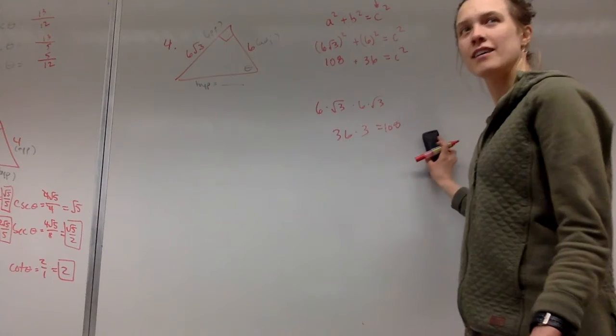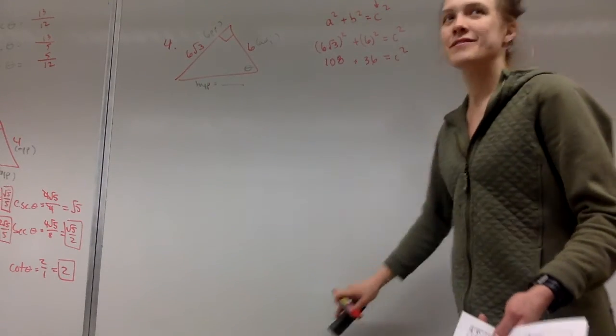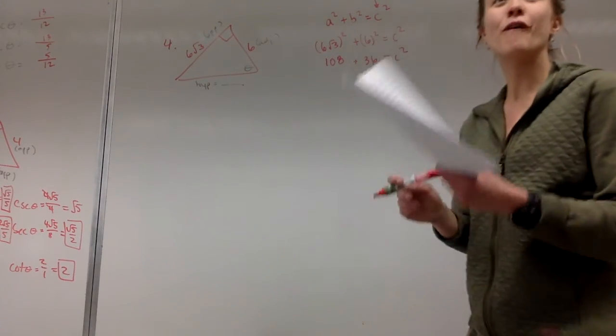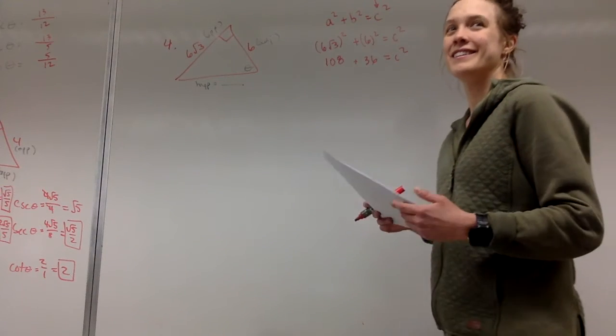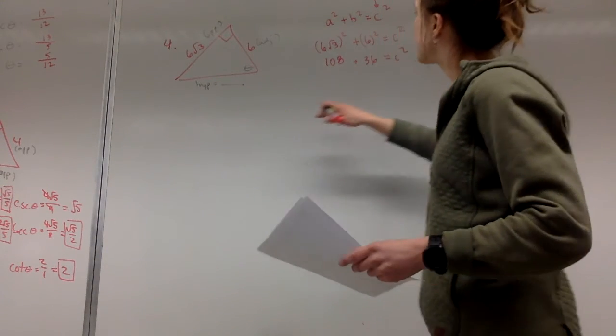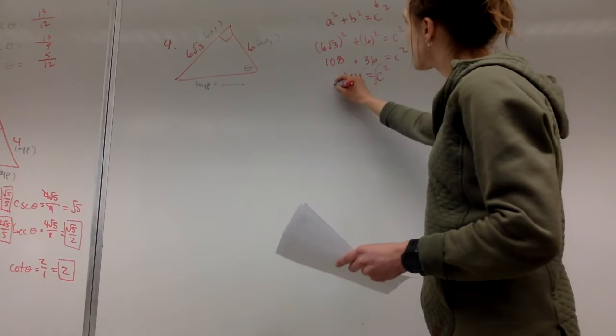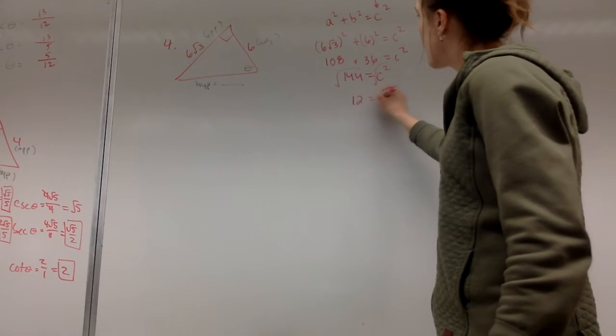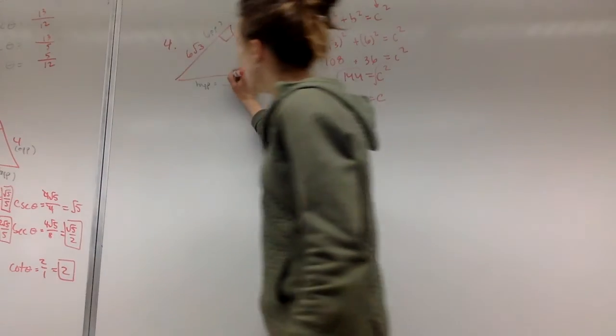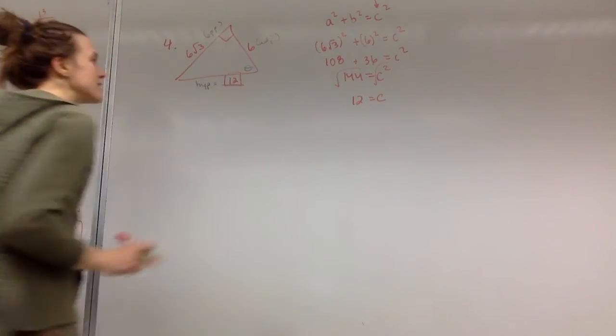I was just like, wait, why are we doing this? And then I looked at the paper, and I was like, oh, there's a missing number. Yes, our hypotenuse is missing. So we got 144 equals c squared. So just like Sam said, we take the square root, and we got that c equals 12. So now we have all the pieces.